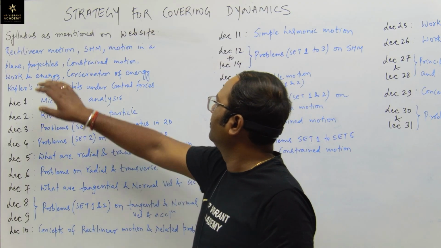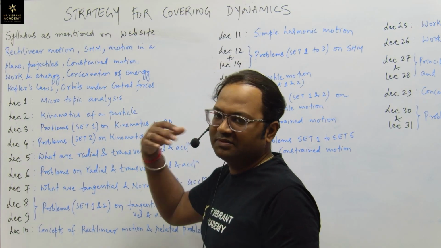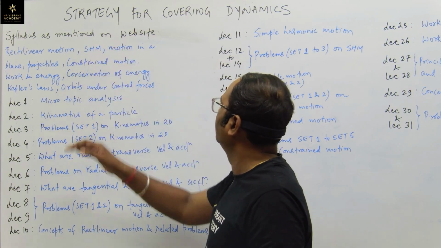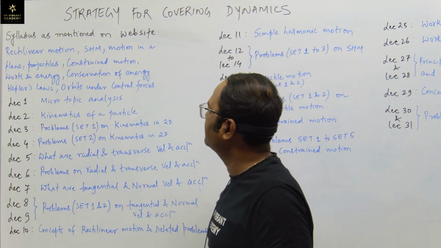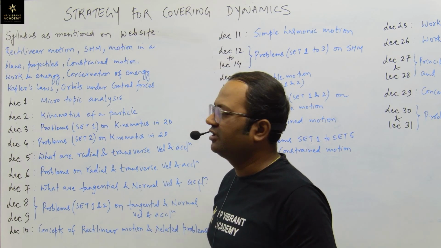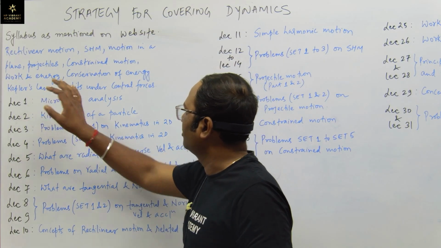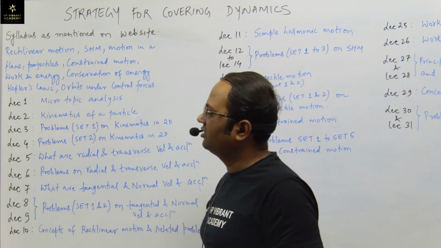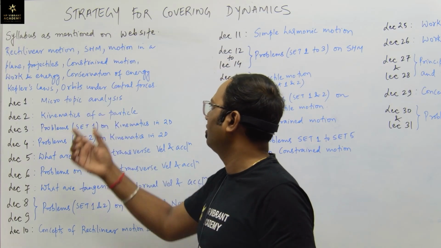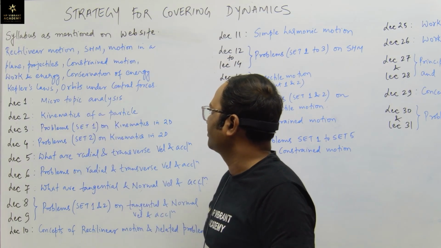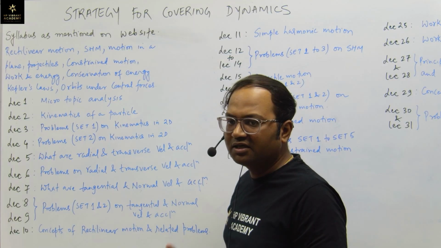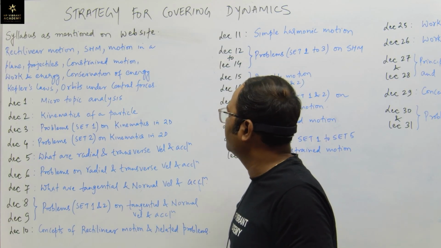So we have rectilinear motion, SHM, that is simple harmonic motion, that is a very important topic. Motion in a plane, projectiles, constrained motion. Work and energy, conservation of energy, Kepler's law, orbits under the central forces. This is very important, orbits under the central forces. Generally 10 markers are asked in this, orbits under central forces.